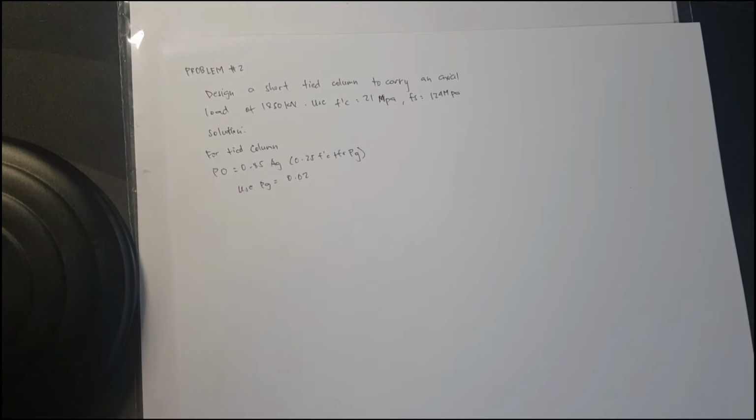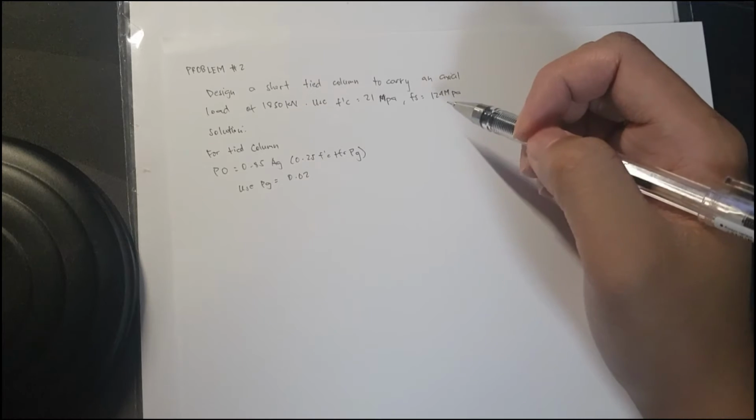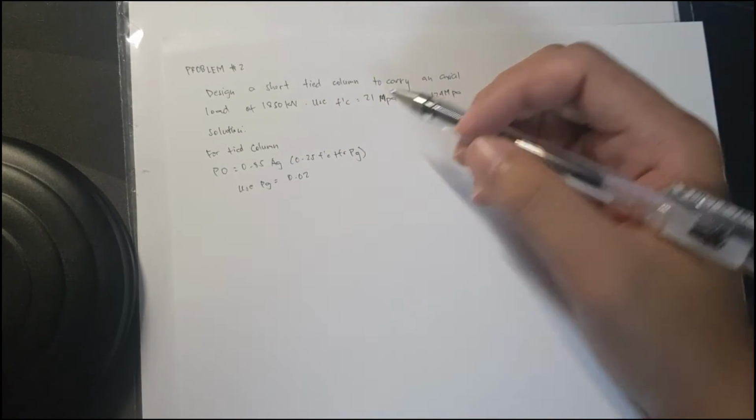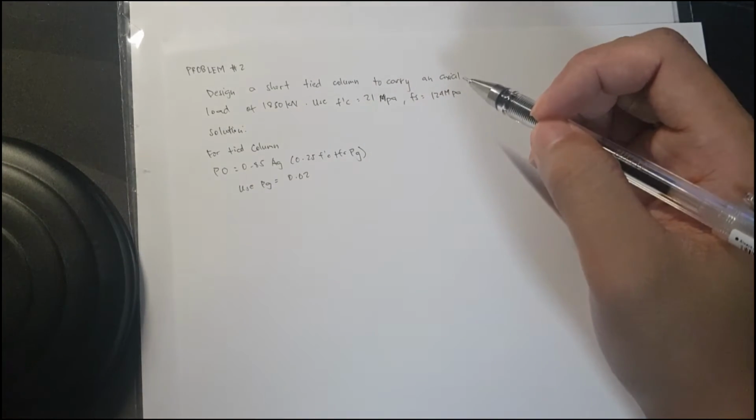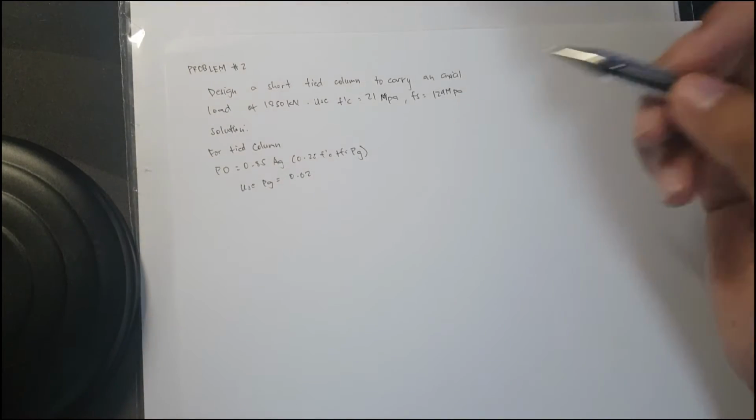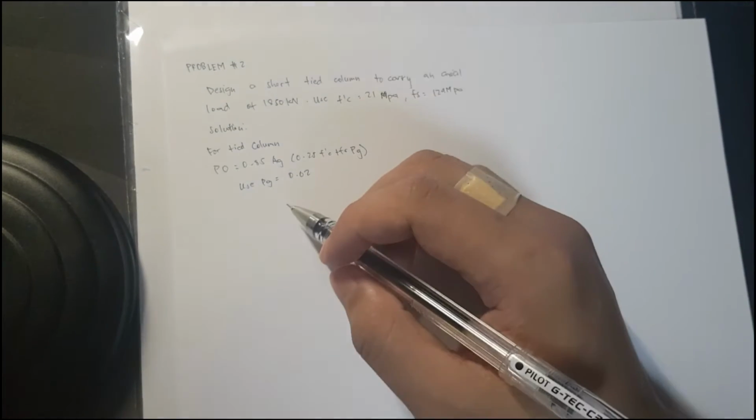Good day. So ito yung problem number 2 naman natin. Design a short tied column to carry an actual load of 1,850 kN. Use f'c equals 21 megapascal and fs equals 124 megapascal. So solution natin for tied column. Ito yung formula na gagamitin natin.